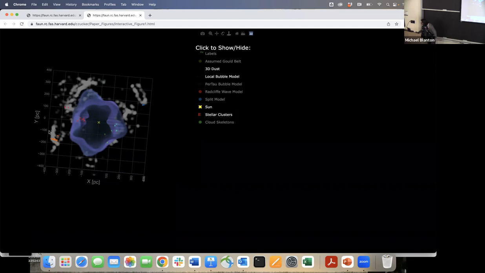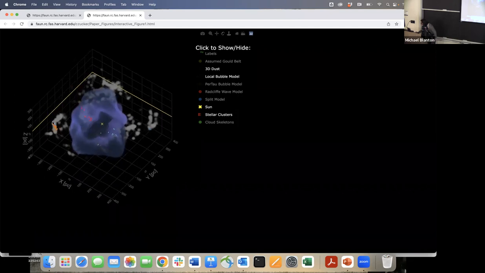So this region is part of a large superbubble called the Orion Eridanus superbubble. So this is actually on a different superbubble over here. It's just not shown in this model.